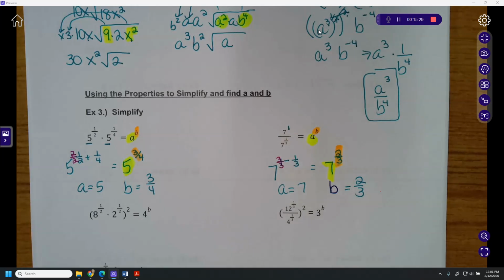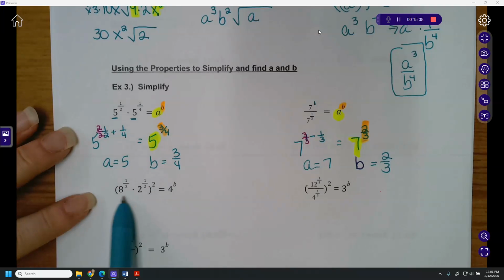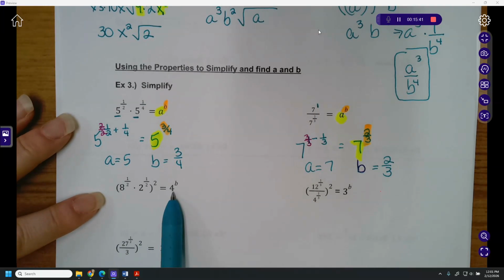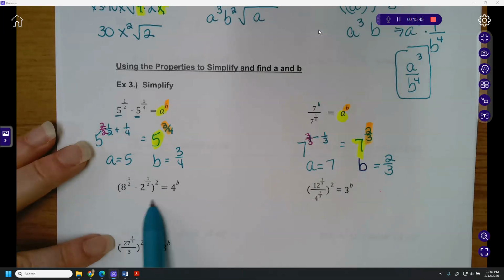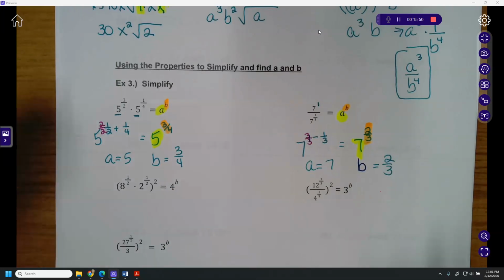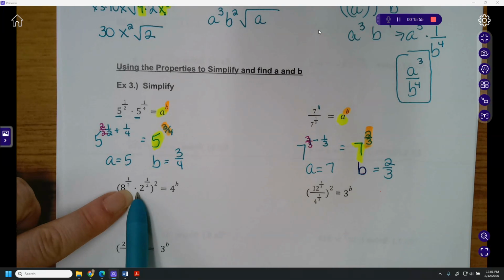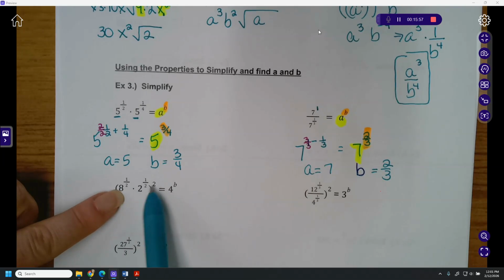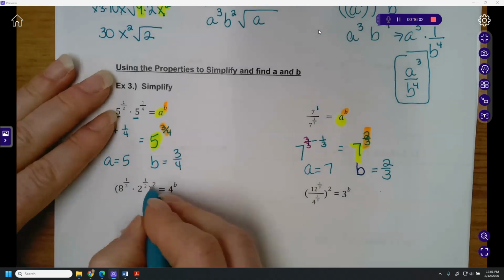Okay. Let's try one more. Well, maybe two more. So this one I'm already telling you what the base is. I want you to write this as a base of 4. So let's see if we can simplify this. I notice there is a power and they're raised to a power. So you kind of have two ways you can do this. You can put these together and raise to the 1/2, or you can raise them both to the second power together. It kind of just depends on how you want to look at it.